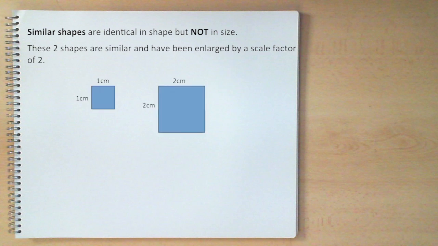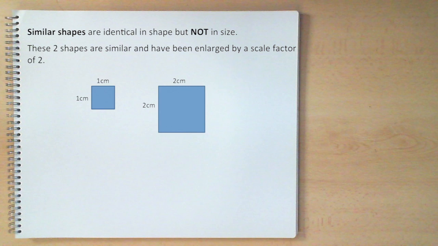These two shapes, squares, are similar in their shape because they are both squares, but one of them is twice the size of the other. It has a length of 2 centimeters on each side rather than 1 centimeter. So we say that these two shapes are similar and have been enlarged by a scale factor of 2.